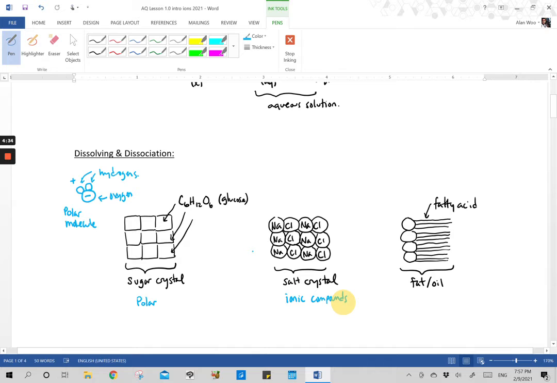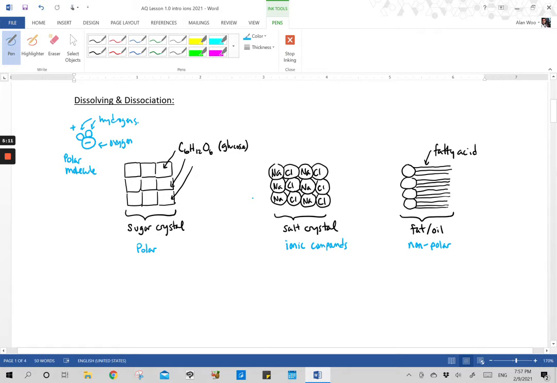They don't share their electrons evenly with each other. They tend to gain or lose electrons, whereas polar substances share their electrons, but not evenly. Now, fats and oils are nonpolar, meaning they don't really have a charge on either end of their molecules. They share their electrons completely evenly between all their atoms. So when we look at how water dissolves each of them, they dissolve them in slightly different ways.